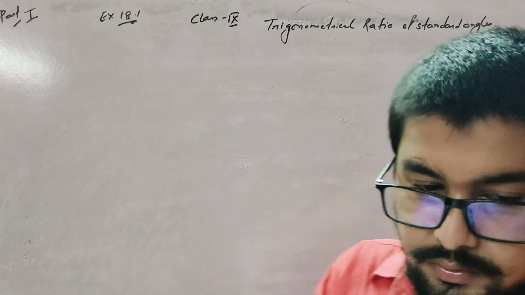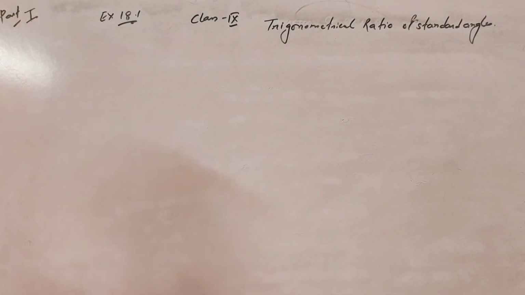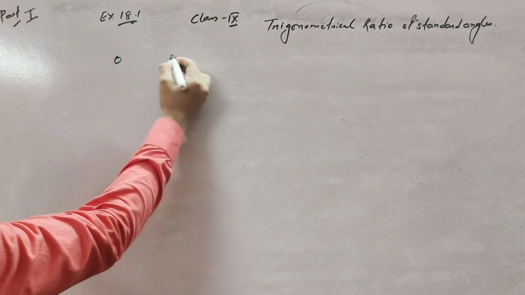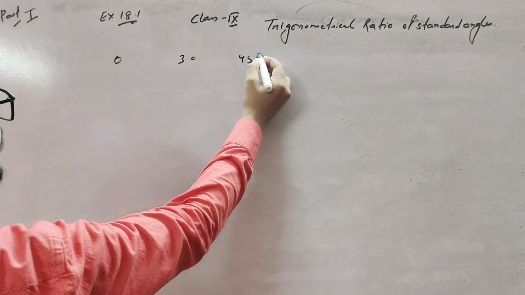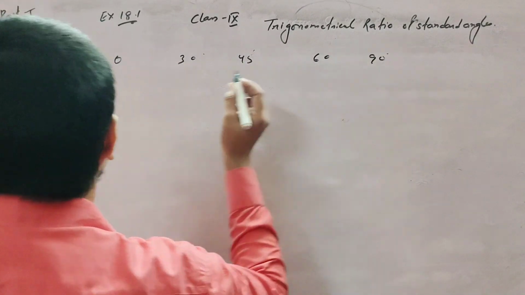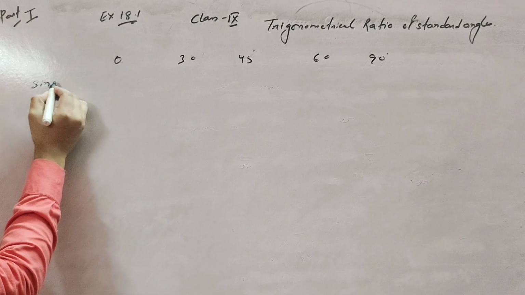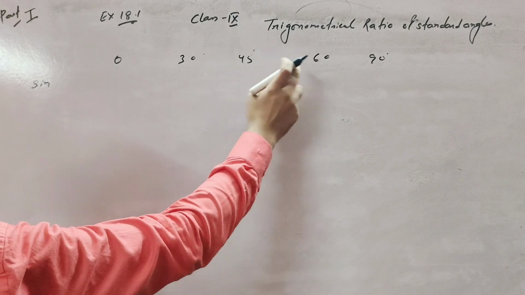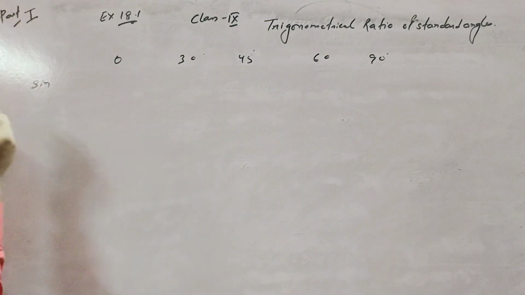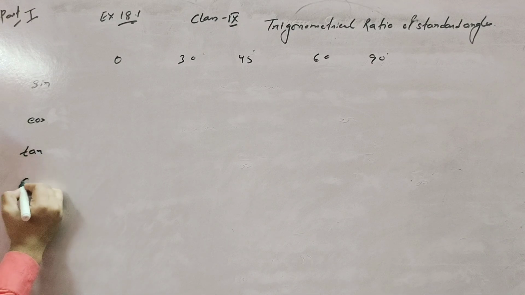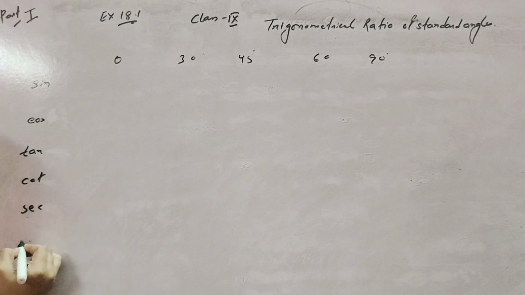You see this is already given in your book: 0 degree, 30 degree, 45 degree, 60 degree and 90 degree. So what are the values of these sine thetas? Sine 0 degree, sine 30 degree, sine 45 degree, sine 60 degree and sine 90 degree. For cos also, for tan, for cot, for sec, for cosec.